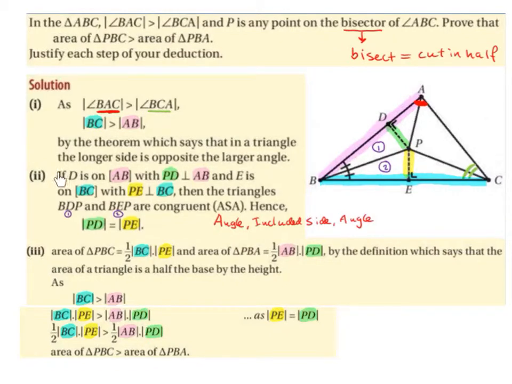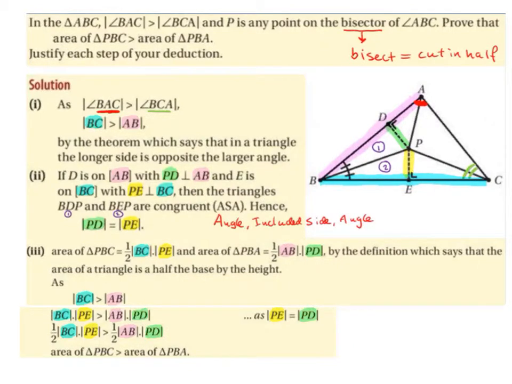Step 2. If D is on AB, so here's AB, and here's the point D, with PD perpendicular to AB, there's our perpendicular symbol there, and E is on BC, with PE perpendicular to BC. So PE is perpendicular to BC, and there's our perpendicular symbol there.